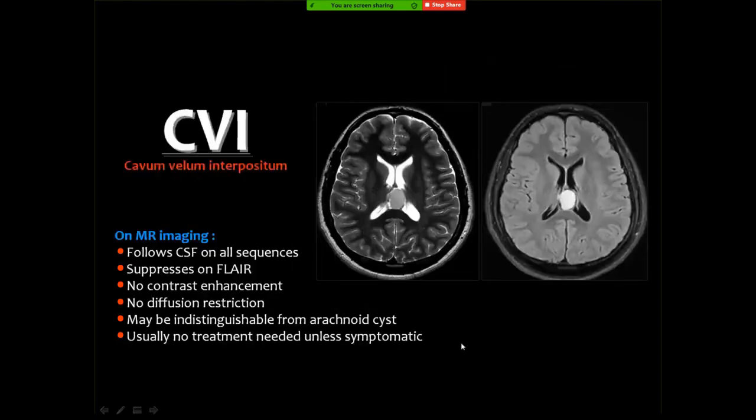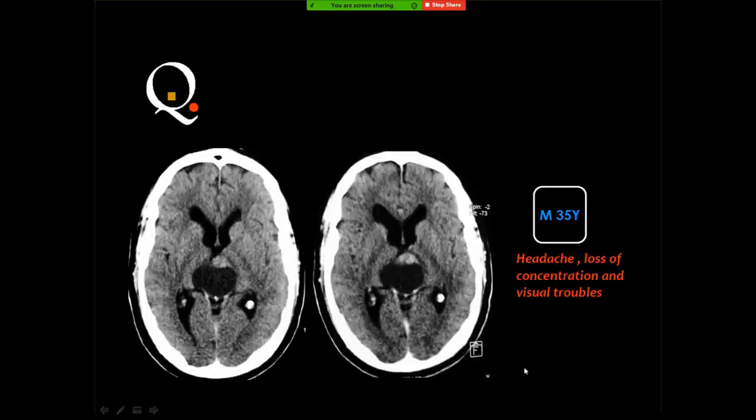Sometimes this lesion contains proteinaceous material and may appear somewhat bright, as you can see here, but it will not show contrast enhancement, and will not show diffusion restriction. It looks like a colloid cyst. Yes, but this is not the classic place.